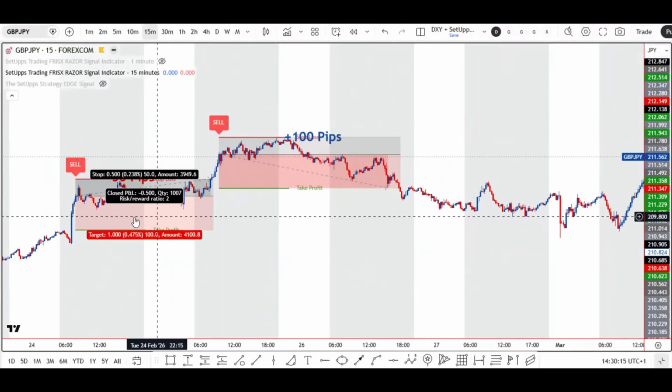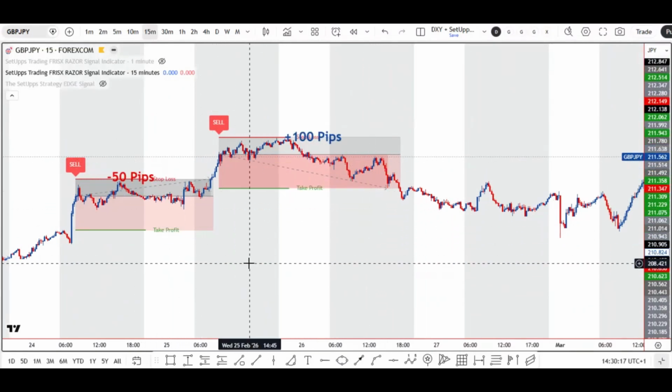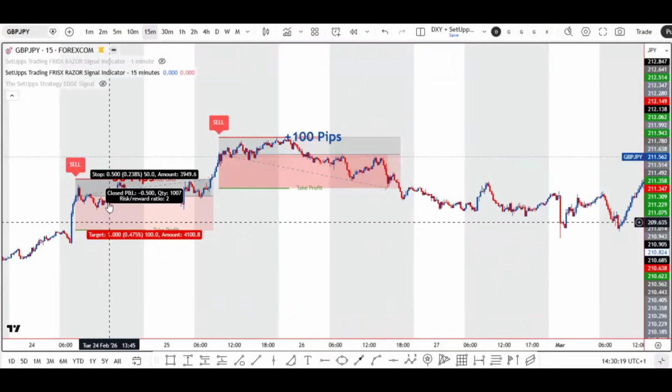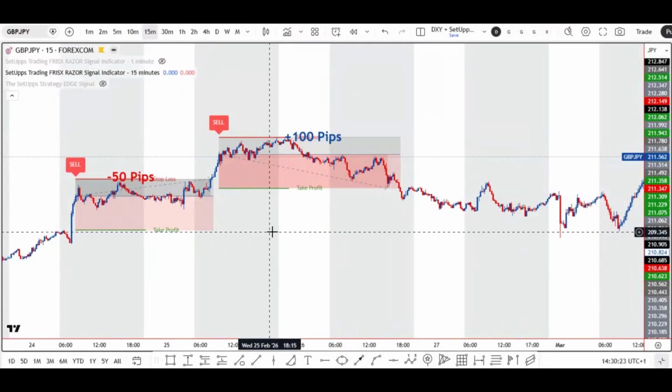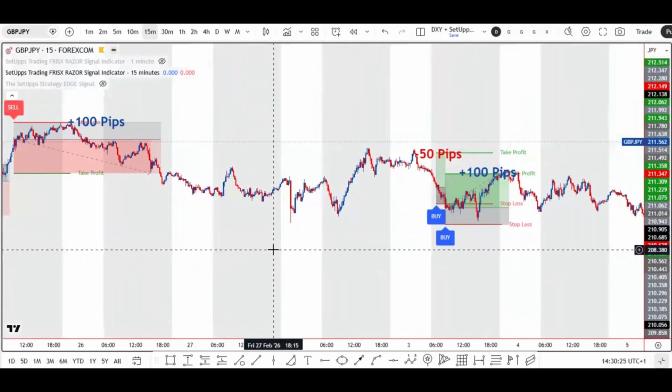Again, we had a sell again the next day and it hit TP. So there seems to be a bit of a pattern, isn't there? When it goes against it, the next day comes and tries to get it back. So that's not bad at all.